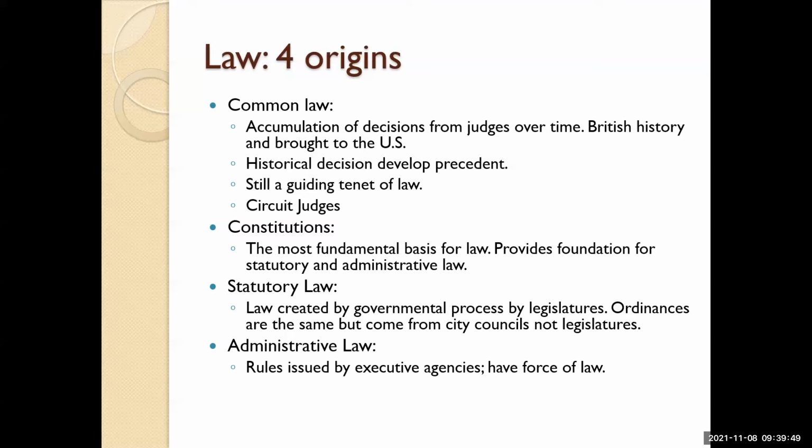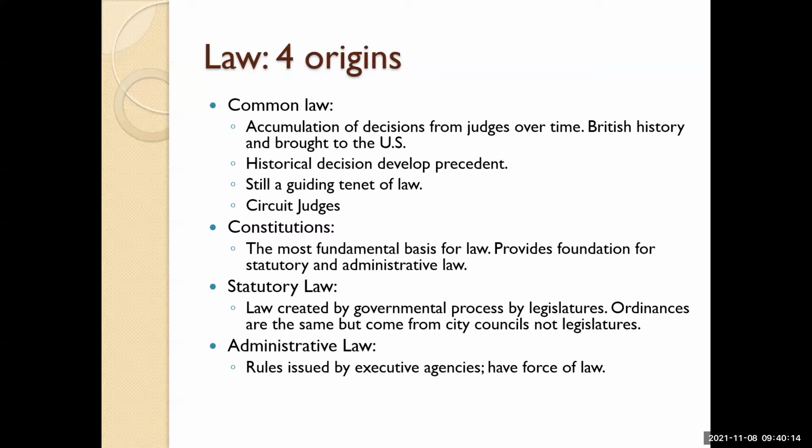This process of recording these decisions and using this history as a precedent for making future decisions is developed out of this idea of the common law, right, where the judges made the law as they went around and made their decisions. And this history goes back hundreds of years, and we still use it today.